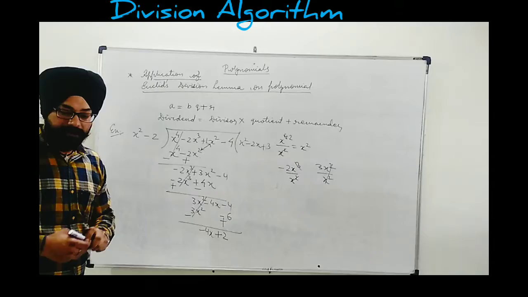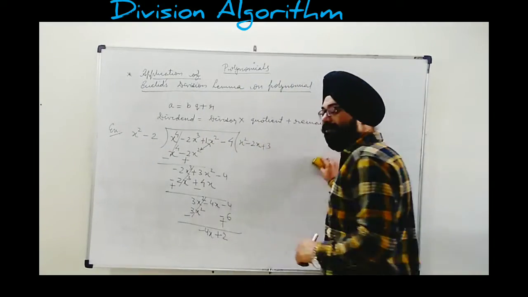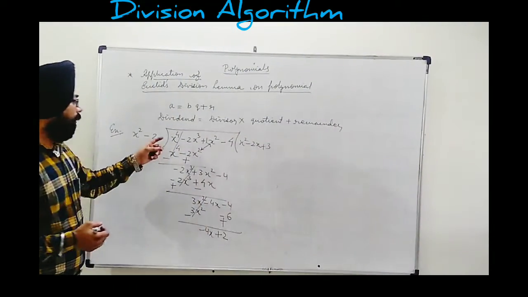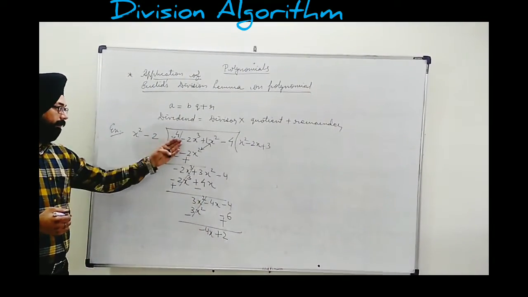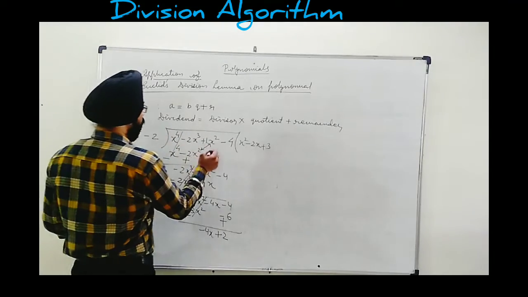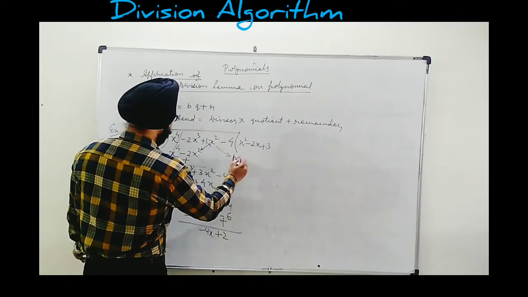Everything is determined. Now what can we say about it? How can we apply Euclid's division lemma? Now let me tell you. Here all are polynomials, whether dividend, divisor, quotient or remainder. These are polynomials. So we consider this to be p(x). This is the dividend.